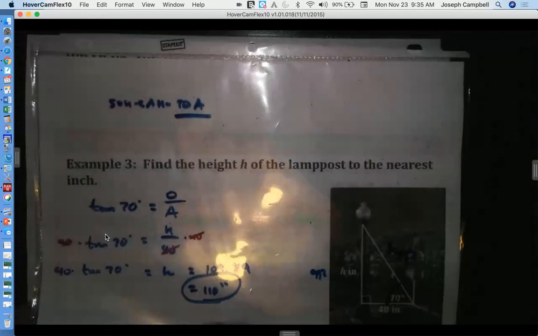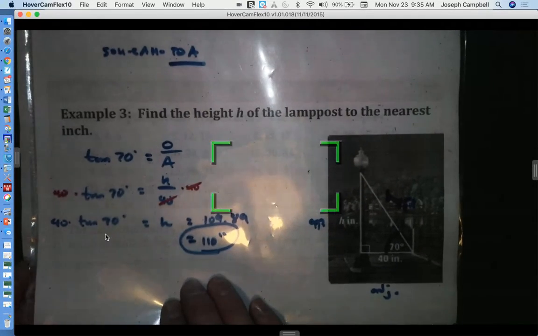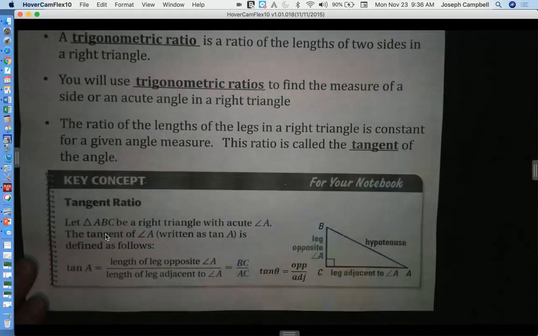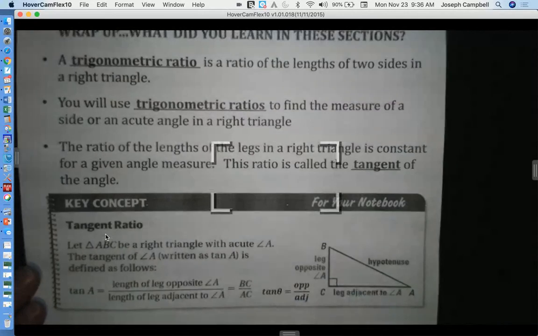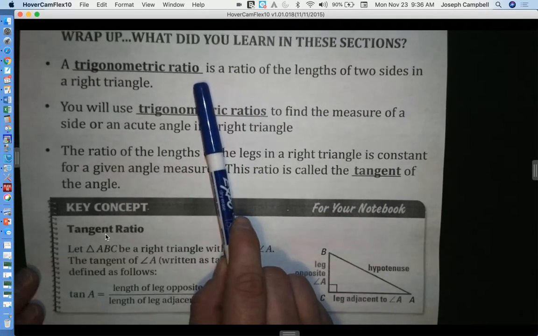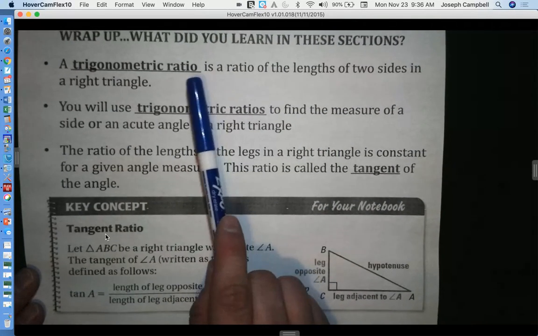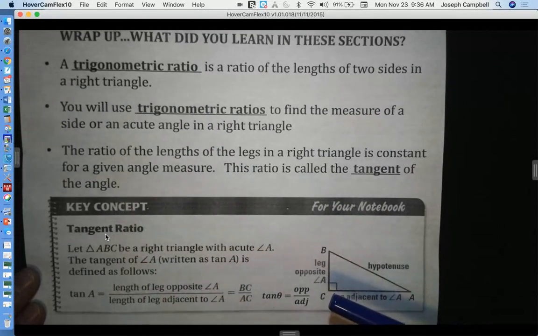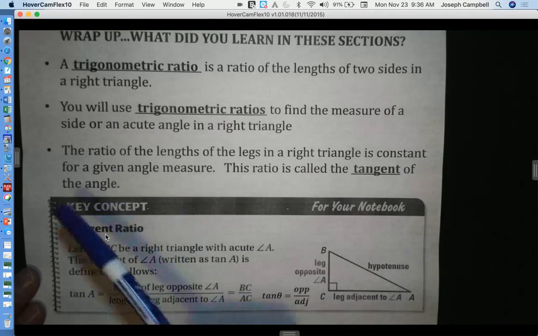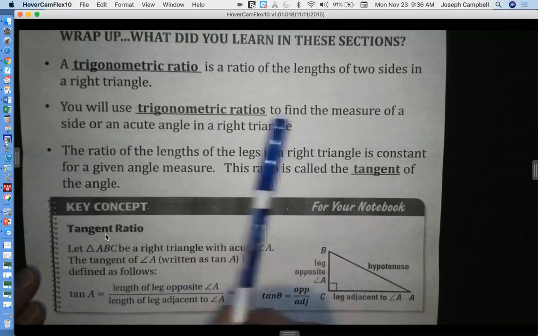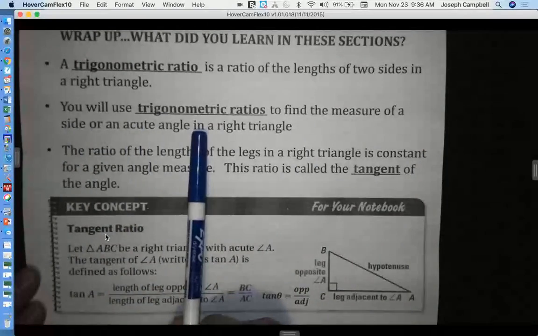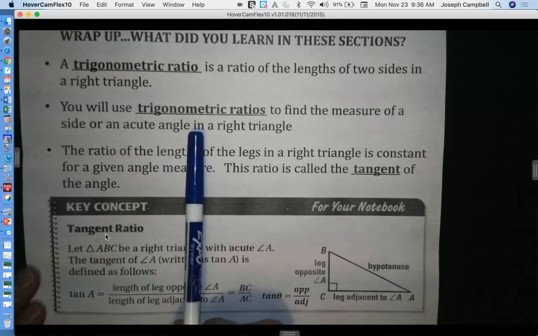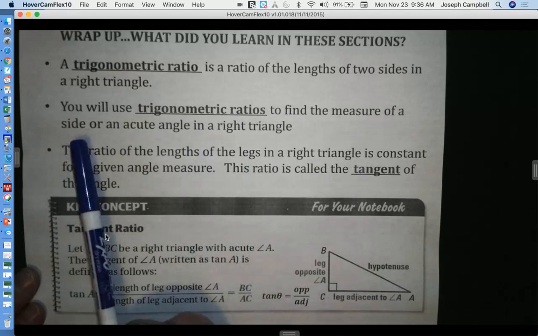I think that may be the last example for the day. We will, of course, hit sine and cosine tomorrow. So this is what we learned. A trigonometric ratio, like tangent, like sine and cosine, which we'll talk about tomorrow, is a ratio of the lengths of two sides in a right triangle, like BC to AC. We will use trig ratios to find the measure of a side or an acute angle. Later on we can use inverse trig ratios to find angles. First, we'll worry about sides.